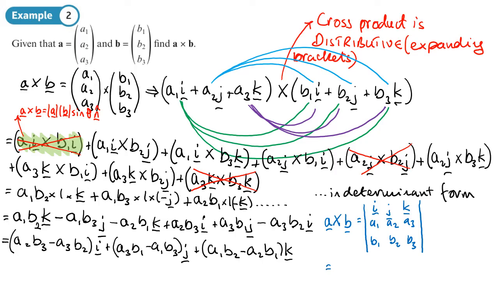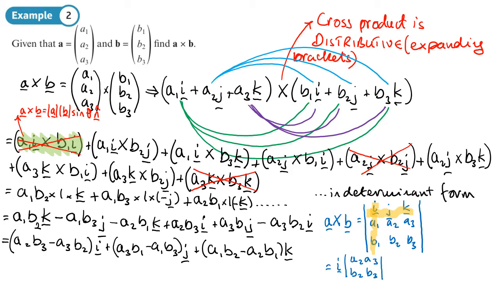So you take the first element and you times that by the determinant of its minor. Do you remember the minor? That's what you'd get if you crossed out what was in the row and column of that i. So its minor is going to be this: a2, a3, b2, b3.